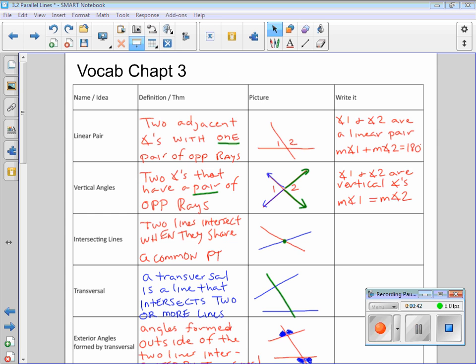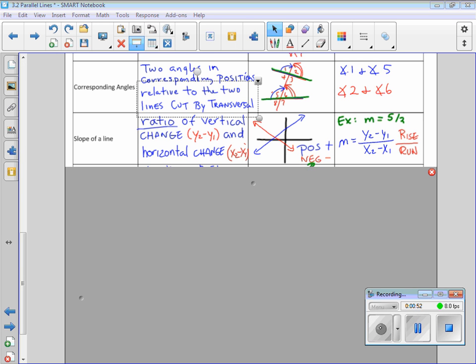Let's get started. In the last video, we had a vocabulary list that was quite extensive that we filled out. We almost finished it. We were down at the bottom where it starts off with slope. That's where we're going today.